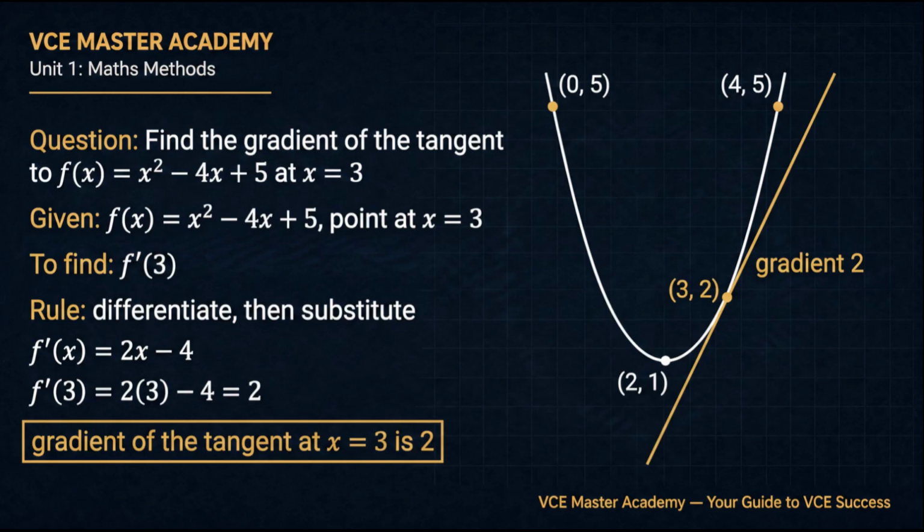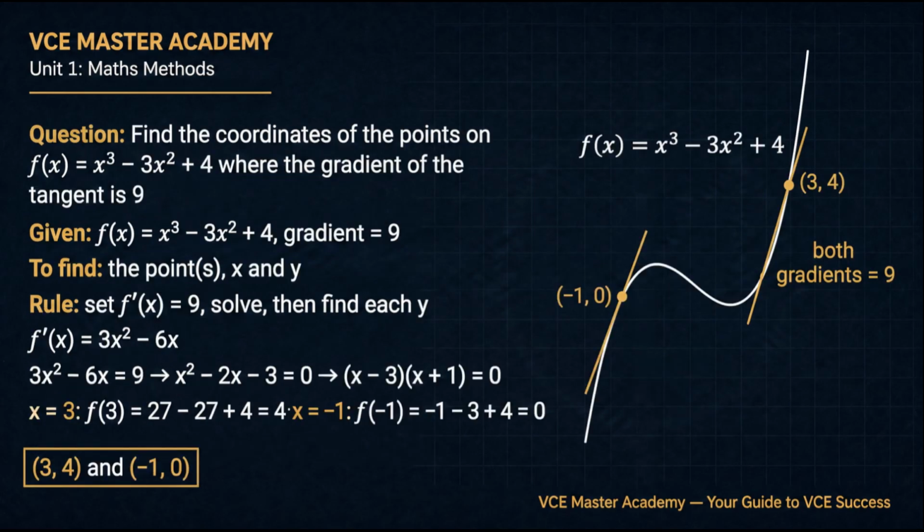Box it. Look at the picture. At x equals 3, the curve has passed its lowest point and is climbing, and a gradient of 2 means rising 2 units for every 1 unit across. The number and the picture agree, and that check takes 2 seconds in an exam. Now the 8R level question, and notice how it flips the last one around. Before, they gave us the x and asked for the gradient. Now they give us the gradient, 9, and ask, where on the curve does that happen? Same curve rules, reversed direction.